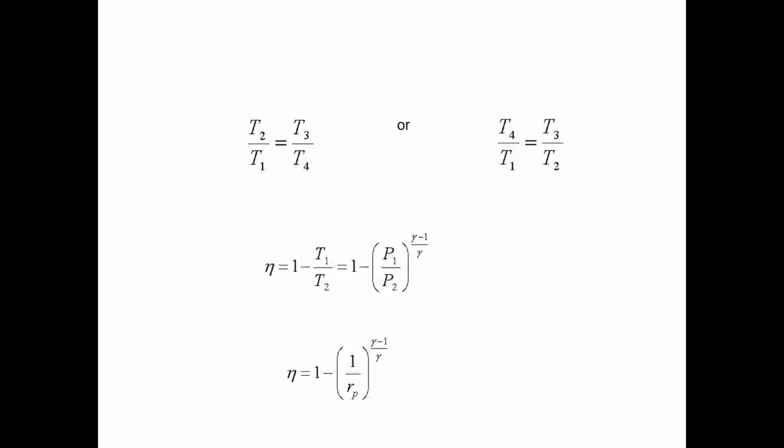Simplify this value and substitute in the eta equation, we get eta equal to 1 minus T1 by T2. Replace the temperature with pressure, so that we get 1 minus P1 by P2 the whole raised to gamma minus 1 by gamma. We know Rp equal to P2 by P1. Here we have P1 by P2, so inversely we can substitute the Rp value. So efficiency equal to 1 minus (1 by Rp) the whole raised to gamma minus 1 by gamma. This is the efficiency formula for the Brayton cycle or Joule cycle.